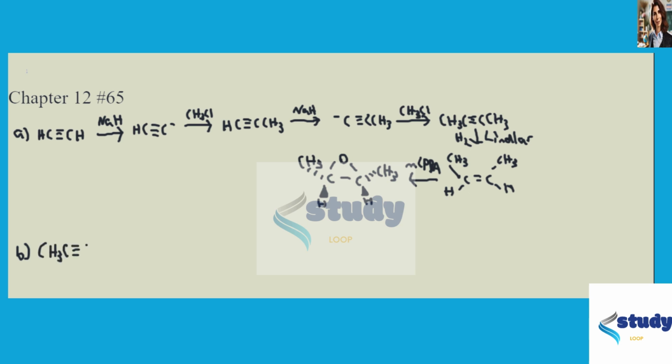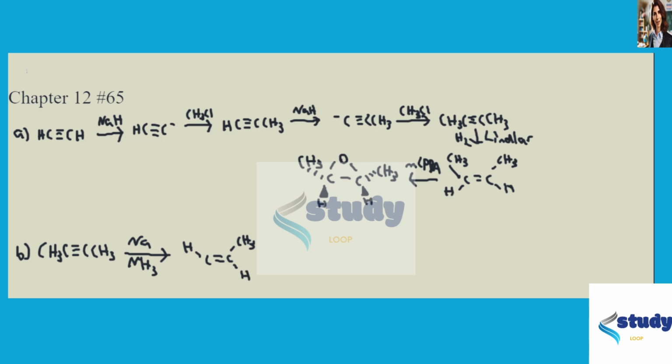So we can start from here. And then we're actually going to do exactly the same thing, but this time we're going to do a dissolving metal reduction instead of the Lindlar's catalyst reduction. So the utility of the dissolving metal reduction is that it's going to get us the trans version of this alkene.